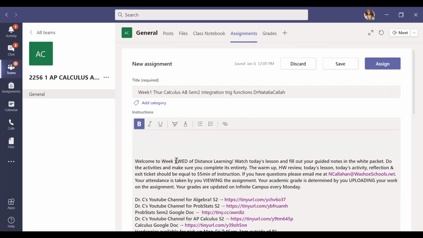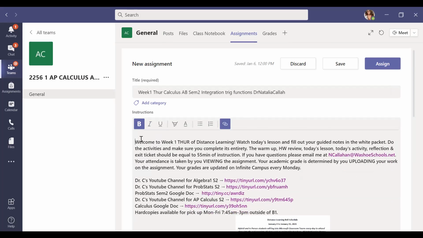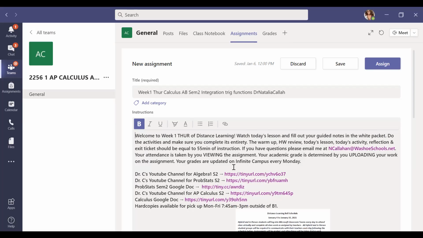Your instructions today are to simply watch the video and make sure you are doing that. In order to be marked present, you need to make sure you are watching the video, or excuse me, you need to view the assignment. And your academic grade, which is 10 points, is determined by uploading the work on that very day.